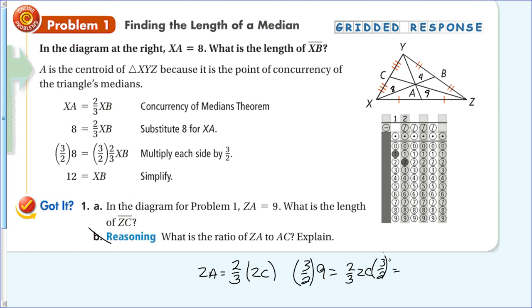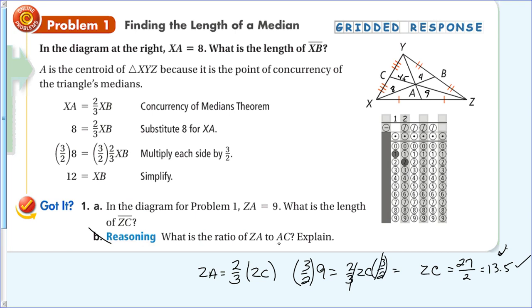All right, because that gets rid of that. So ZC equals 9 times 3, which is 27 over 2. Okay, it's 27 over 2. Or if you divide that out, you get 13.5. And you can verify that because you know that ZA is twice the length of AC. So half of 9 is 4.5. 4.5 and 9 is in fact 13.5. It checks out.